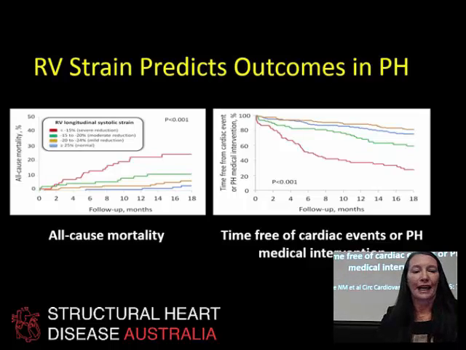So even the all-cause mortality, whether you had pulmonary hypertension or not, is basically if you had a strain of less than 15, your mortality, all-cause mortality in 18 months was 20%. And what about the time free of cardiac events or pulmonary hypertension medical intervention? Again, a strain of less than 15 increases your chances of having a worse outcome or morbidity events.